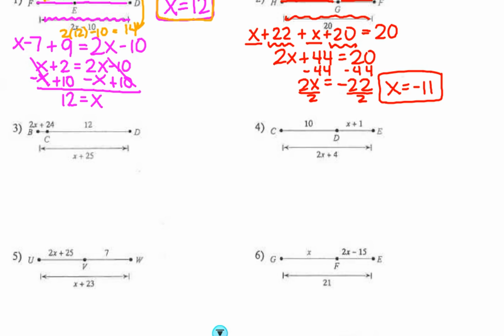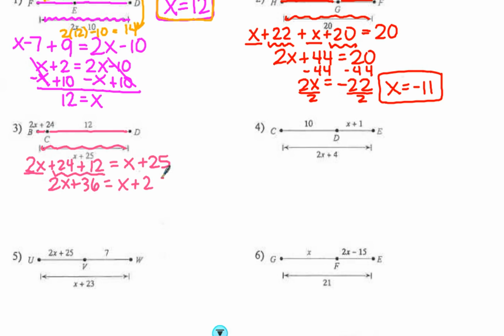All right, number 3 and 4 are going to be the last ones I cover with y'all. So again, piece plus piece equals the whole. So I have 2x plus 24 plus 12 equals x plus 25. Combine like terms. These combine to 36 equals x plus 25. Now I'm going to subtract these over to the left, subtract these over to the right. Those are gone, those are gone. I'm left with x equals negative 11 again.